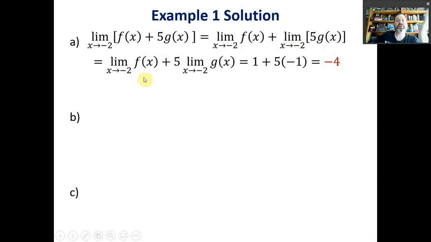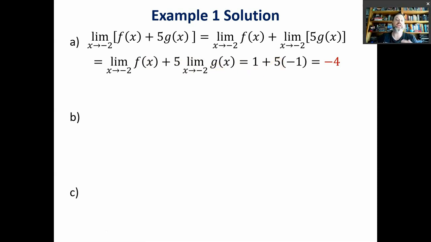Now we can plug everything in, right? Because now we know what the limit of f of x as x approaches -2 is. We found that was 1 when we were looking at the graph. And the limit as x approaches -2 of g of x, we saw that was -1. So this 5, we just tack it on at the end, right? Do all your work on a calculator, right? So that's how you do it.